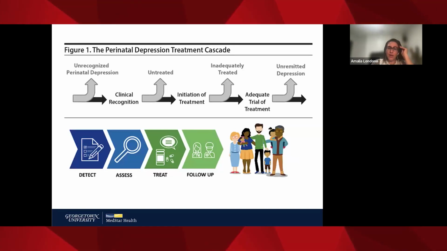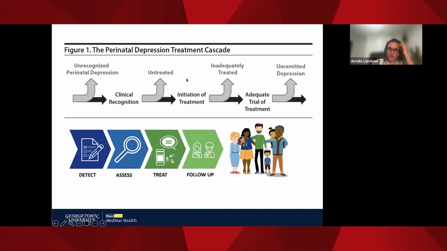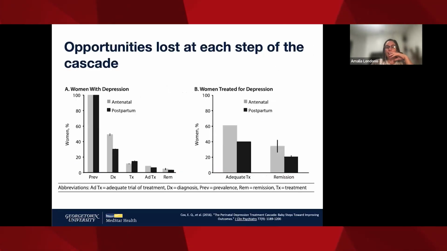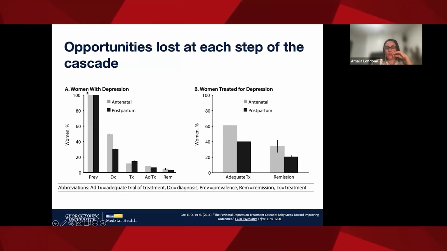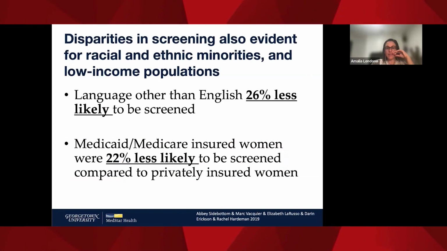And with the PRAMS data, we learned that there were huge disparities in the treatment cascade for perinatal depression. Of 100% of women, only about 40% are getting diagnosed, only 20% are getting treatment, and only about 5% are getting to remission. So it's really, really bad. If you look at disparities across the pathway, even from screening, if you speak a language other than English, you're 26% less likely to be screened. If you have Medicaid or Medicare insurance, you're 22% less likely to be screened compared to privately insured women.